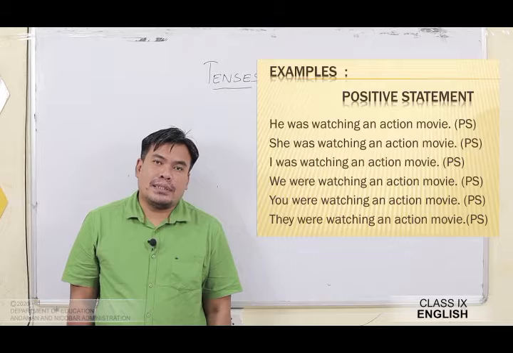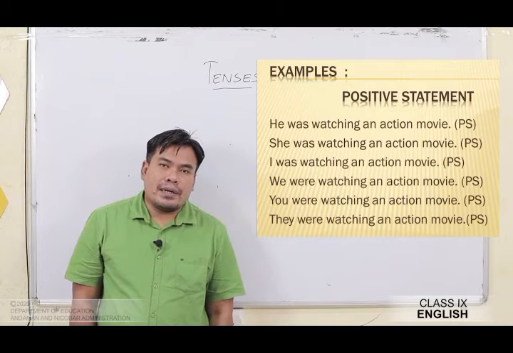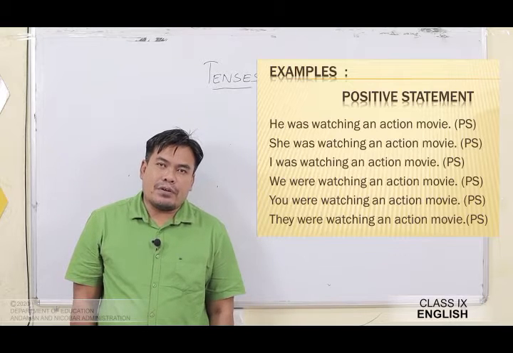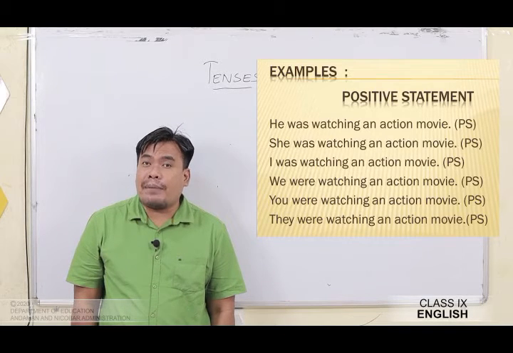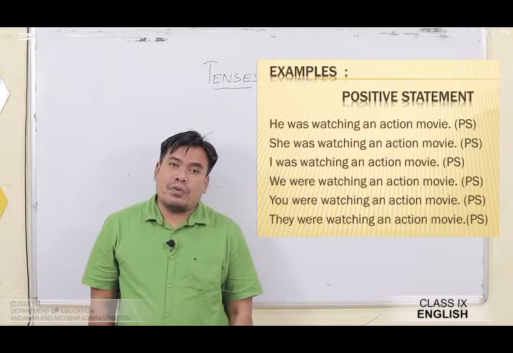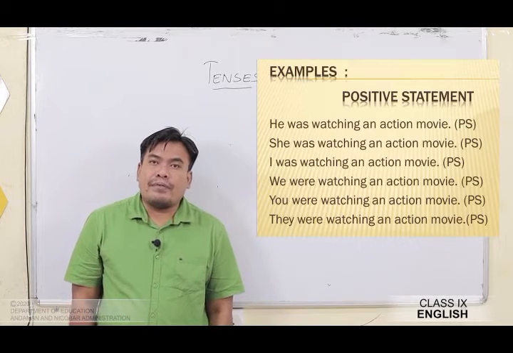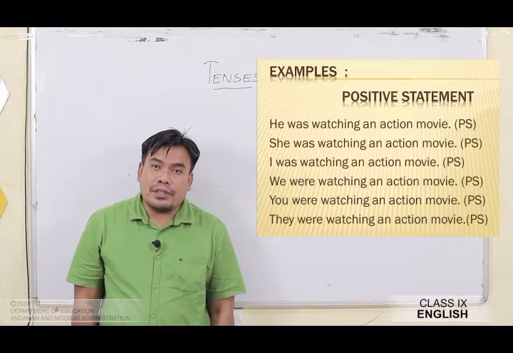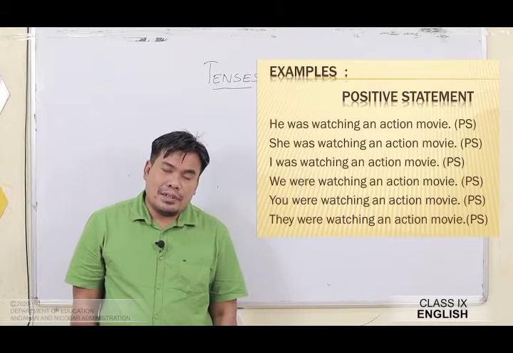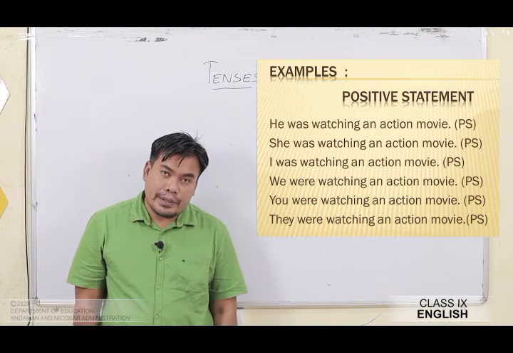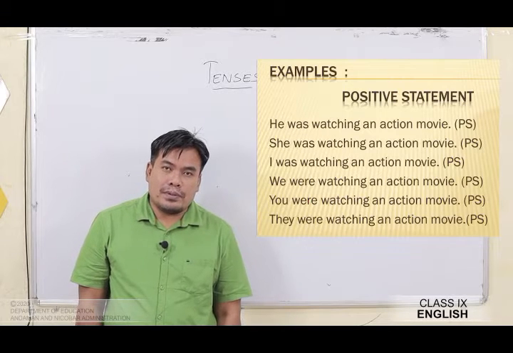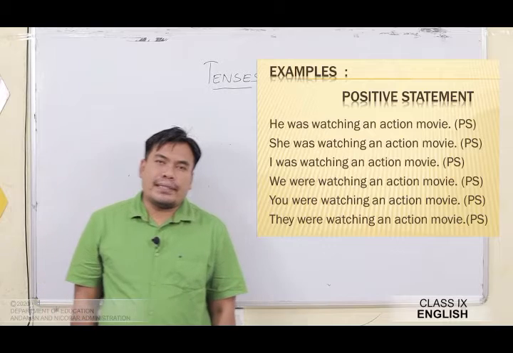He was watching an action movie. It seems that the boy or the man was watching an action movie. We are talking in terms of the past, that it happened in the past. Whenever we are talking about a female or a girl, you'll be using the subject she. She was watching an action movie. He and she are both singular. Remember I told you those? Move on to the next example.